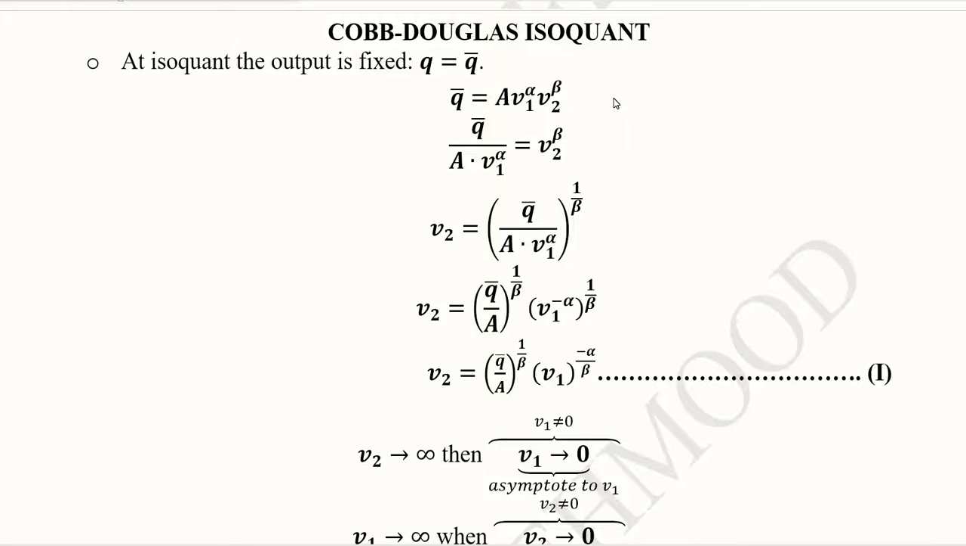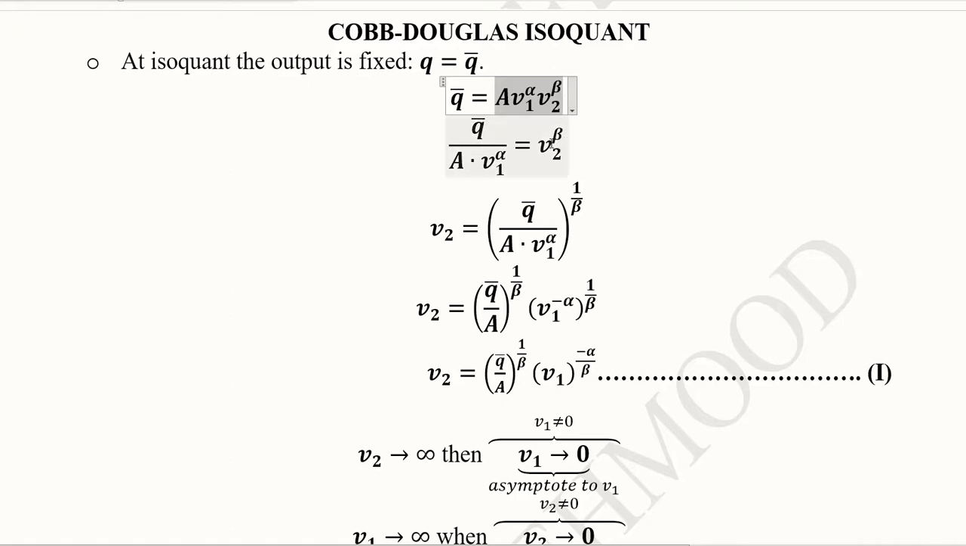After understanding the basics of the Cobb-Douglas production function, now we will shed some light on the Cobb-Douglas isoquants. So the isoquant requires the output to be fixed at a certain level. Therefore, instead of Q, we will write Q bar that shows the constancy of Q. So on the left hand side now Q appears with a bar on it, whereas the right hand side remains the same.